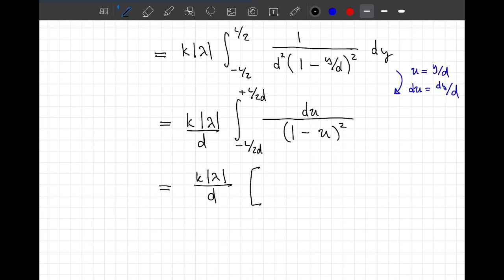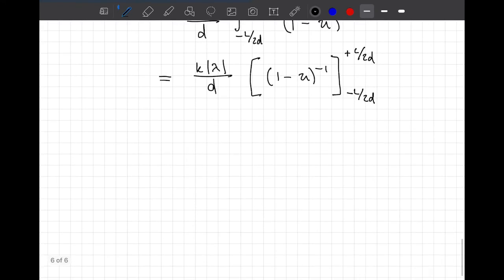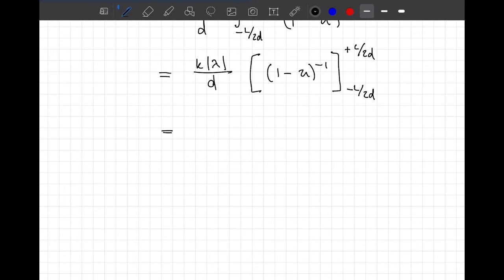And it turns out that the antiderivative of this thing is just 1 minus u to the minus 1. And you can check that yourself. If you take the derivative of that thing, you'll get a minus 1 from this factor, and then it'll become a 2, minus 2. But then you still have to go through with a chain rule, and you get another minus 1, and you come back to positive, so it works out. So we have minus L over 2d here, plus L over 2d. Those are our bounds.